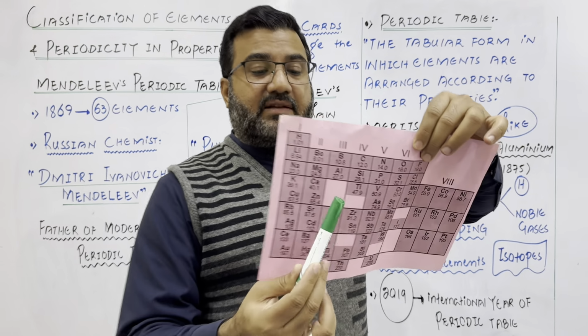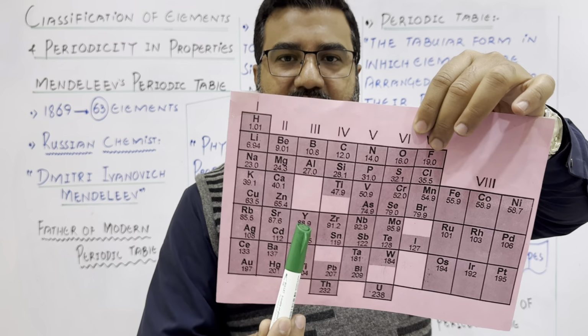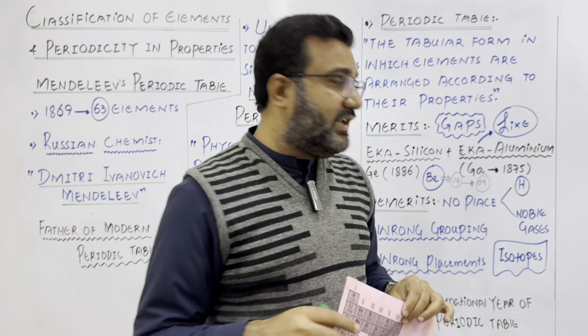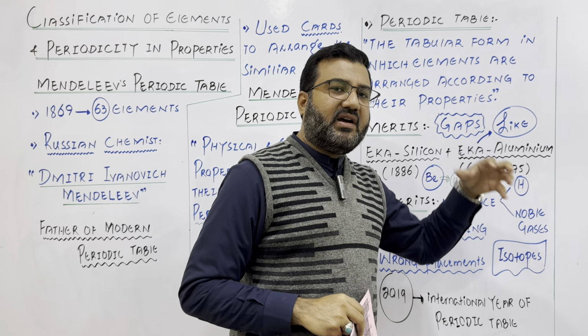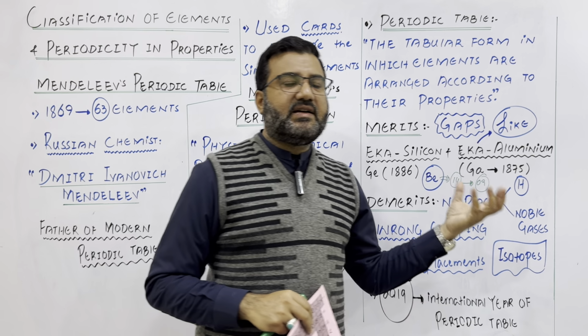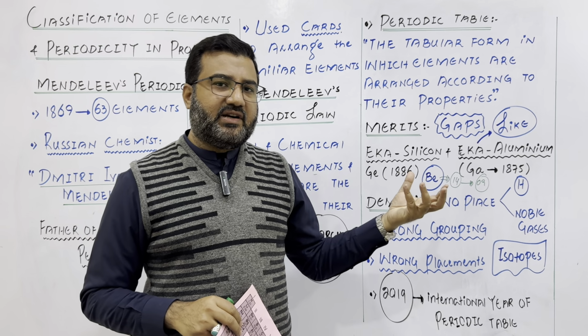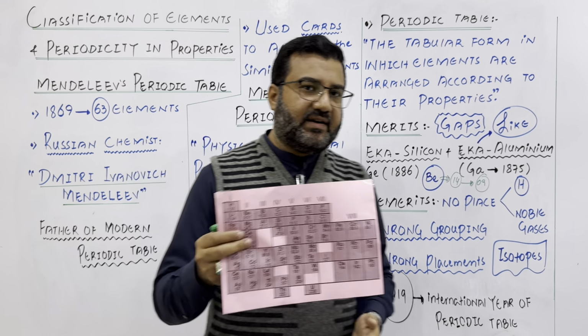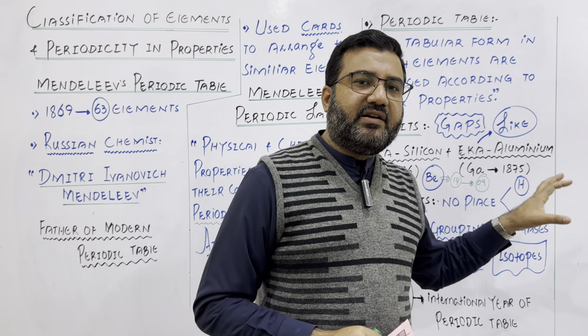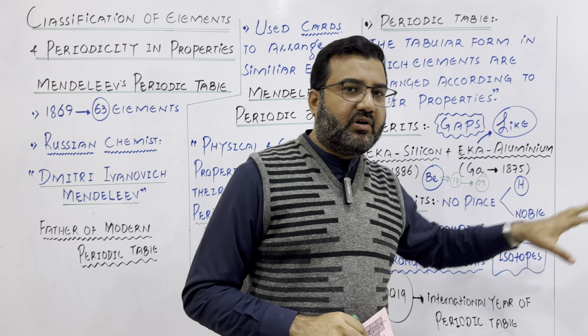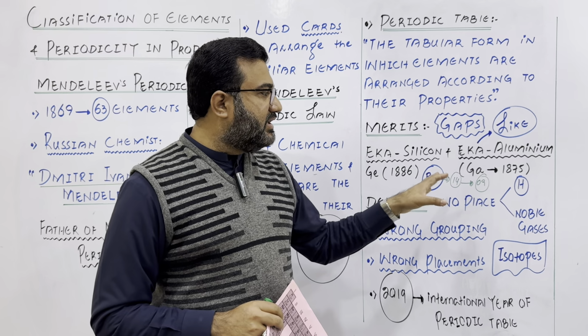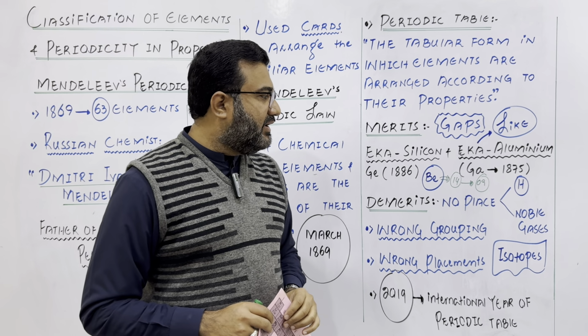Just like he left some empty spaces for undiscovered elements, he should have also left some empty space or some other slot for hydrogen instead of mixing hydrogen with the alkali metals. So that was the first mistake, that was the first demerit, that hydrogen should be placed separately, it should not be mixed with the alkali metals because it is not a member of the alkali metal family.